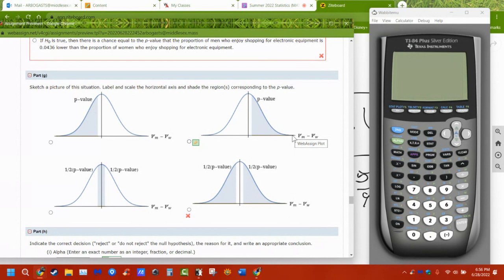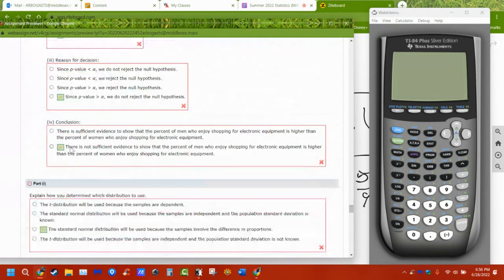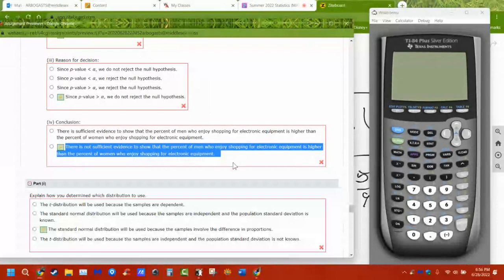In reality, all of that stuff, like the test statistic, will get a footnote in a paper. What will be in the paper is what we decided, and here's the information that we have. We are not rejecting this null hypothesis. So theoretically, these men and women both like or dislike shopping for electronics equally. That's what we've determined. That's our outcome. That's what our paper says.